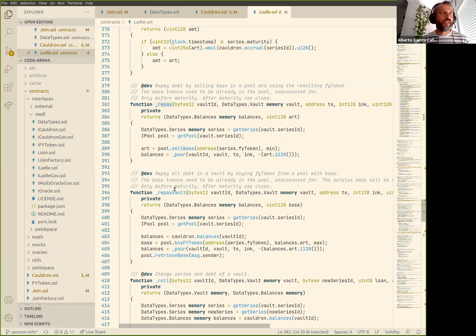We have two ways of repaying: one to repay a fraction of your vault, one to repay your whole vault, because the mechanics are slightly different in order not to leave change somewhere.